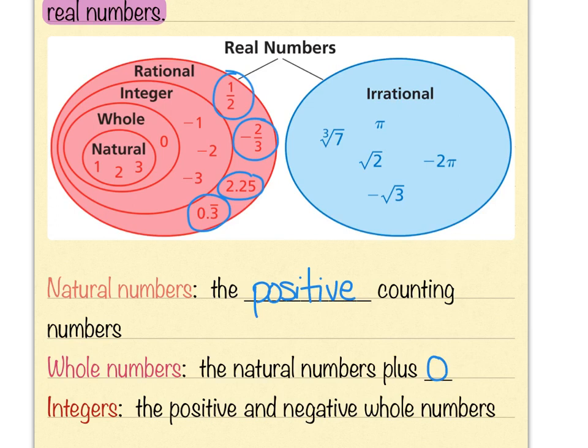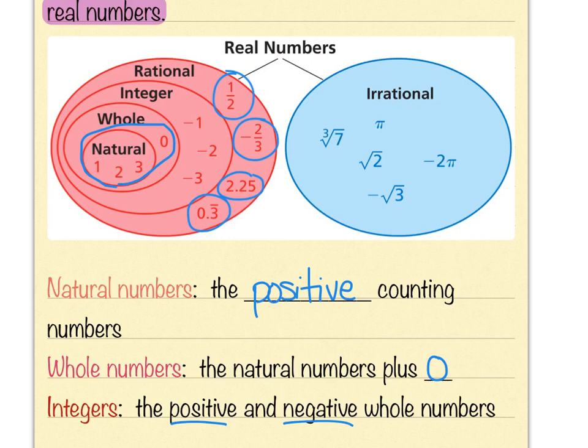So this bubble shouldn't be as big as it is. It should look like this. It's pretty much just 0, right? It's the only number that's a whole number, but it's not a natural number. And then, like I mentioned, integers are all the positive and negative whole numbers. So all the natural numbers plus 0, and then all the negative numbers are the integers. And so these are all called rational numbers.